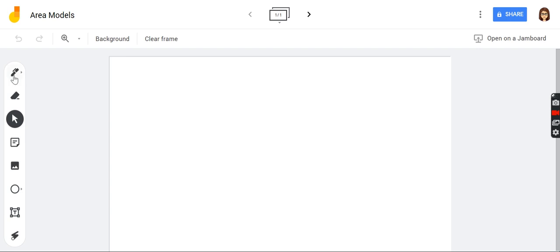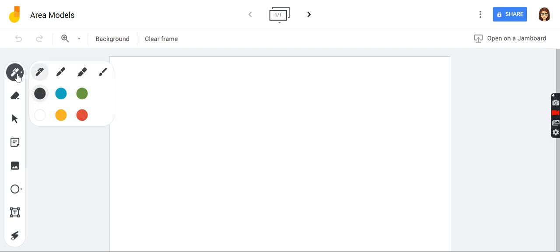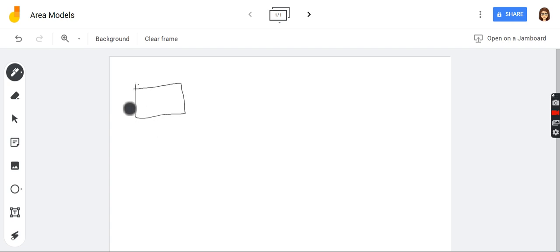So I'm going to use my pen, and I'm going to draw a rectangle. Okay, and basically here's your rectangle, and here we have a width, and then we have a length, and the area of the rectangle is length times width.